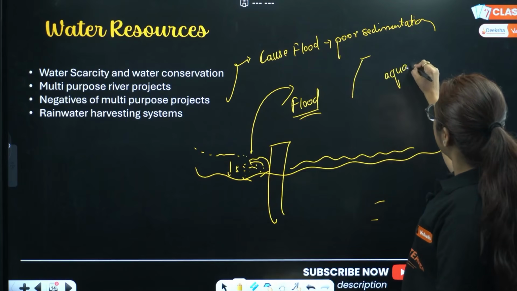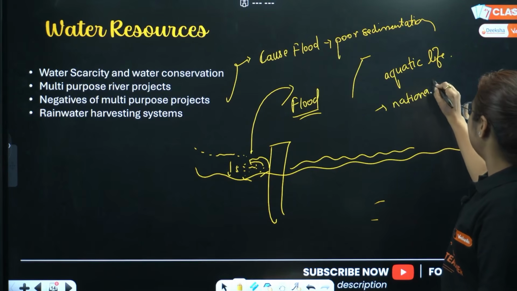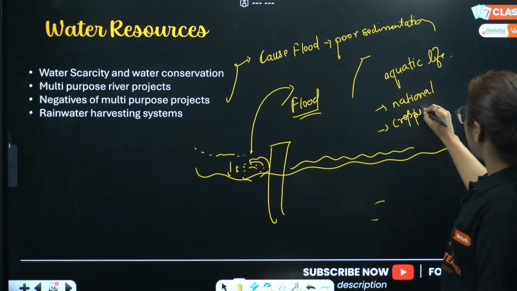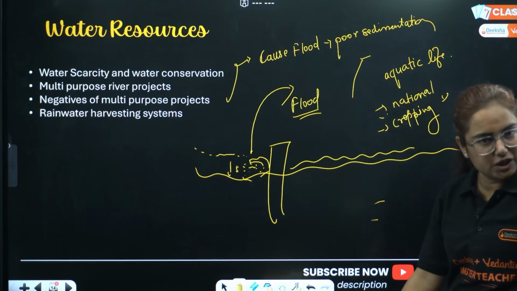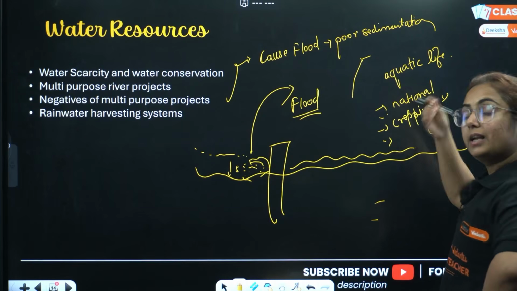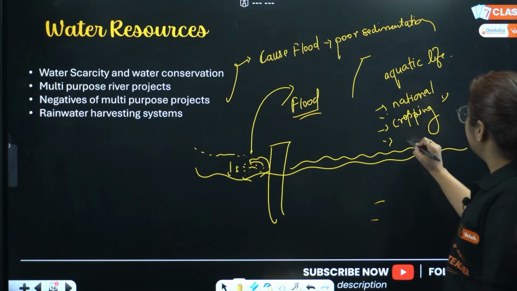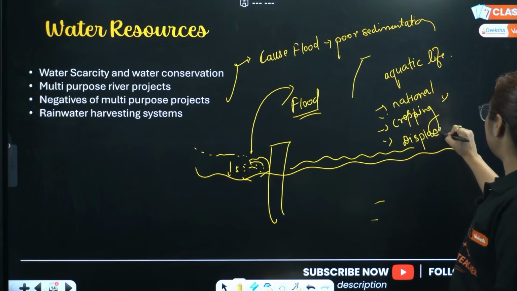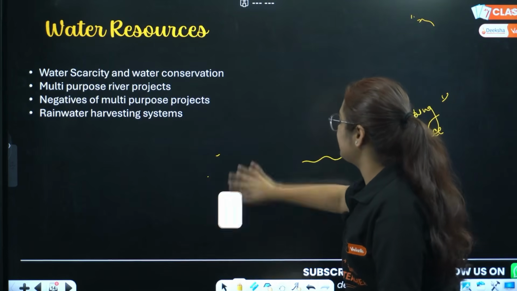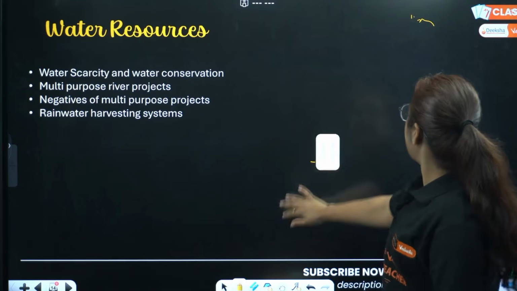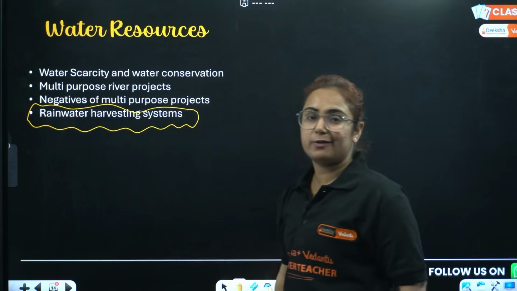It affects even the aquatic life. Okay, it affects the natural scenery. It affects the cropping pattern, because now, because of the dam, irrigation is possible, people are over-irrigating their farms. Cropping pattern is totally changed. It asks the people to leave their places because this construction needs space, right? So it displaces the people from their local places. These are the negatives of what, bacha? Multi-purpose river valley projects. And now we will move to the rainwater harvesting systems.